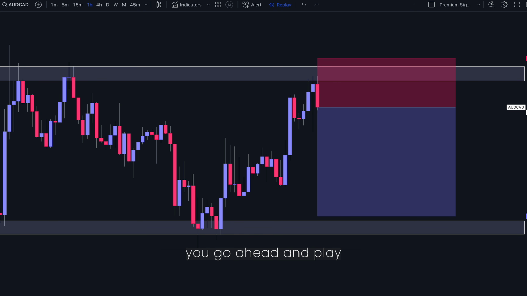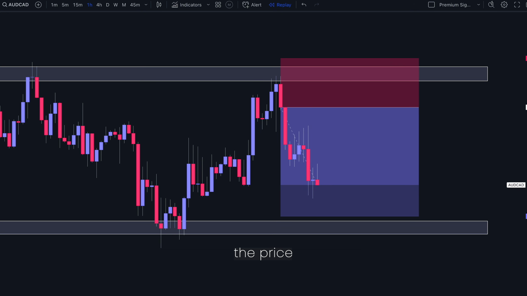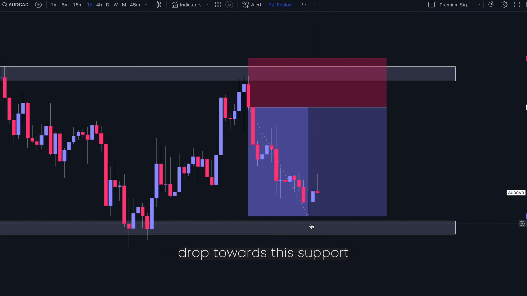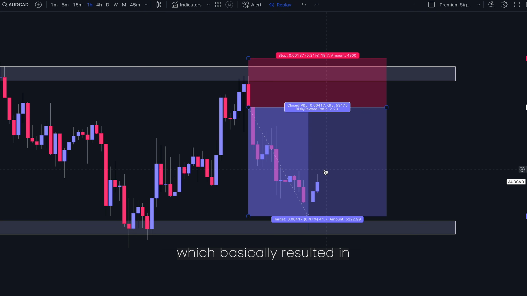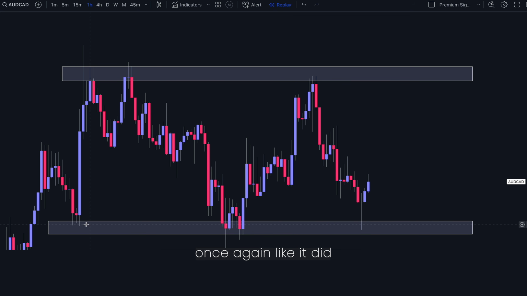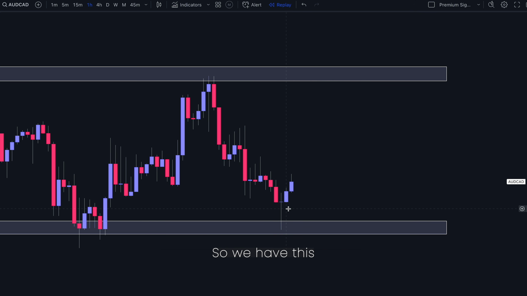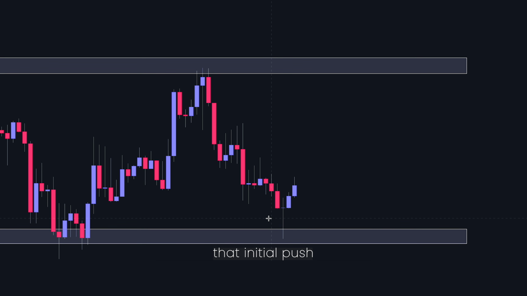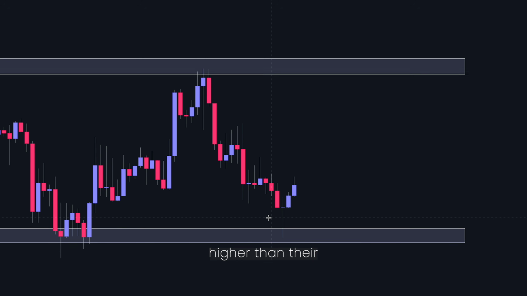So now if we go ahead and play the replay tool on, we can see how nicely the price dropped towards this support level over here, which basically resulted in a nice profit of 41 pips. Okay, so using the same currency pair, let's quickly discuss how you would enter a buy position. So we can clearly see that the price was rejected off the support once again, like it did multiple times before. So we have this candlestick closure with a long lower wick, which basically means that the initial push was towards the downside. However, the buyers overpowered, which led to the next candlestick closing higher than the previous one.